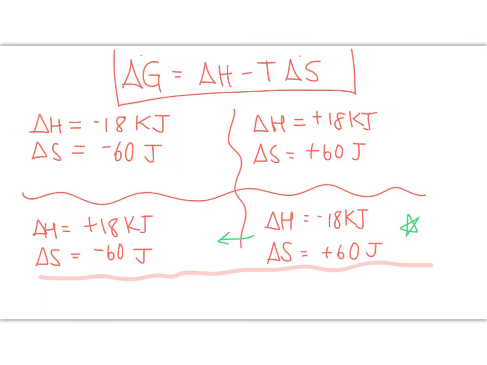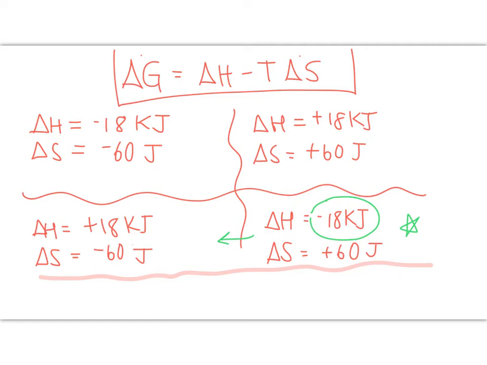So just to make sure you understand the importance of this equation, you will be given scenarios where you will have to determine if the reaction is spontaneous or not by looking at the value of delta G. Is it positive or negative? If we take a look at the bottom right corner, you will see that there is an exothermic reaction.